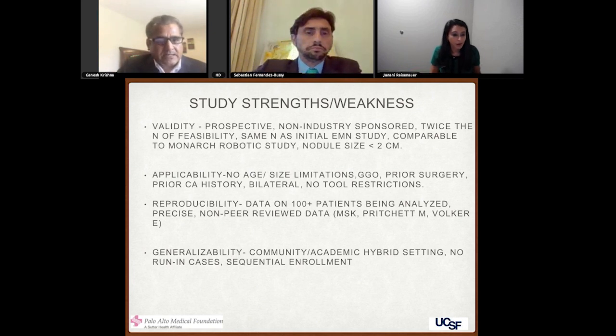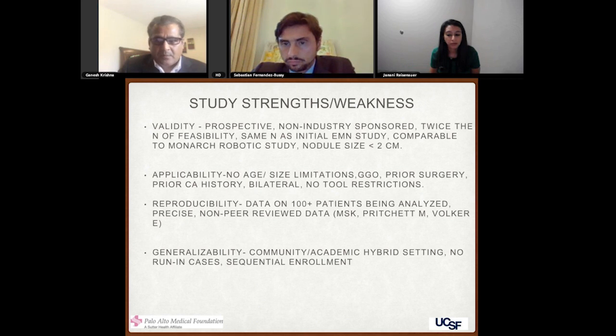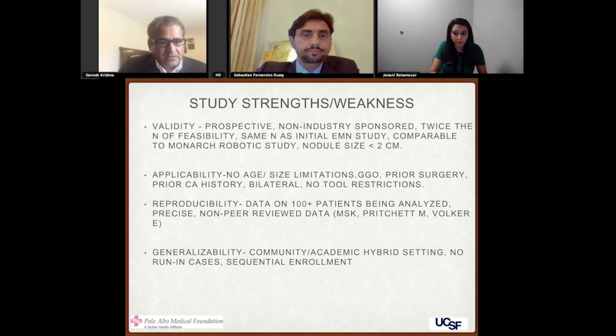These are the study characteristics for anyone to assess. When we look at a study, we look at the validity, the applicability, the reproducibility, and generalizability of the data. We did a prospective study. It was non-industry sponsored. We had twice the number of patients in the feasibility study, the same number as in the primary EMN study, and the nodule sizes were less than 2 centimeters.